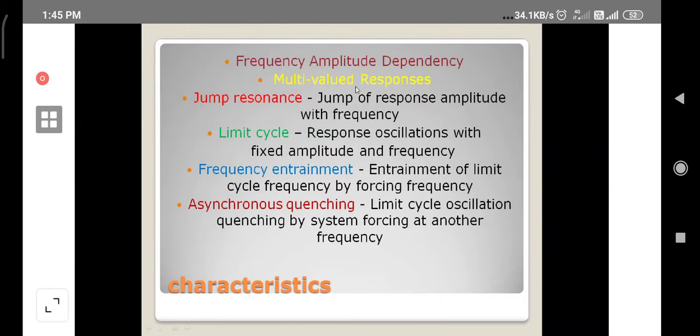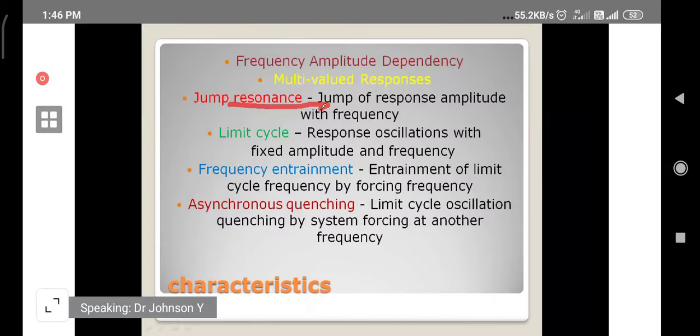And multi-valued response means the nonlinear system will have different values at a particular time. That is possible. But in a linear system, this will not be possible because for a particular time, there will be only one value. Here there are multiple values. And jump resonance, another important thing, is the jump of response amplitude with frequency. That means as the frequency changes, the response of the system will change drastically. So jump resonance is an important characteristic.